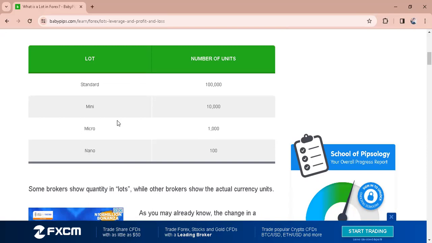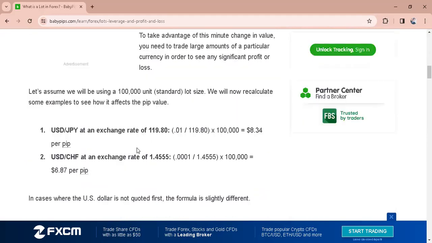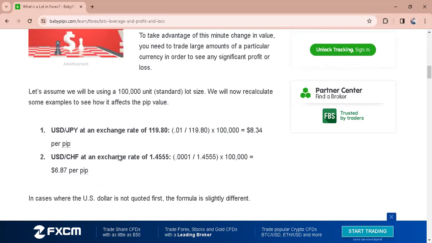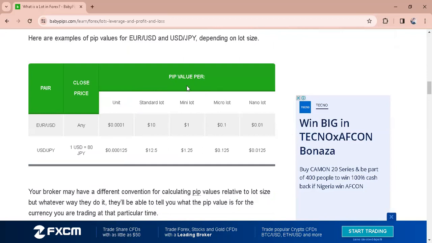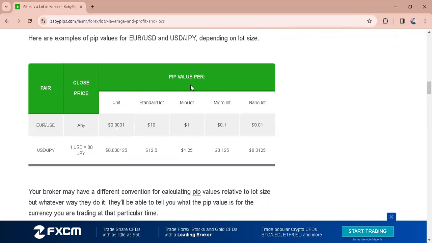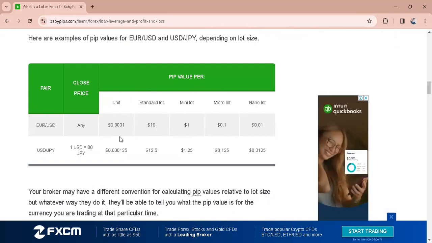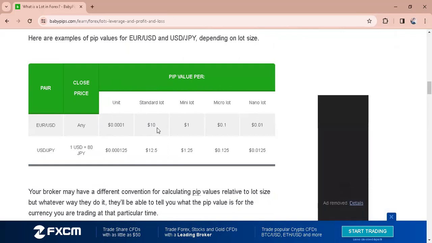Okay, now that we have known this, look at the pip value and what that represents. For a standard lot, when the market is moving, you get charged $10 per pip. If I'm using a mini lot, I'm being charged $1 per pip.